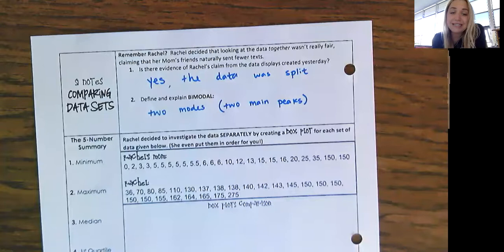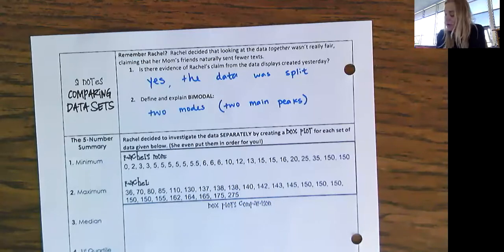So let's break this data up into Rachel and into Rachel's mom. Rachel decided to investigate the data separately by creating a box plot. Now, ninth graders, we talked about box plots quite a bit in the 7th grade, so we're going to do a little bit of review on box plots. She's going to make a box plot for each set of data given below. She even put them in order for you. That was really nice of Rachel.